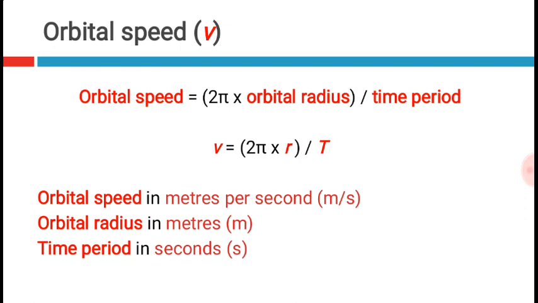Now let's look into the units. Orbital speed is always in meters per second. Orbital radius is always written in meters. Time period is always written in seconds. This is very, very important when you do the problems, inshallah. You have to remember to bring the final answers in accordance with these units.